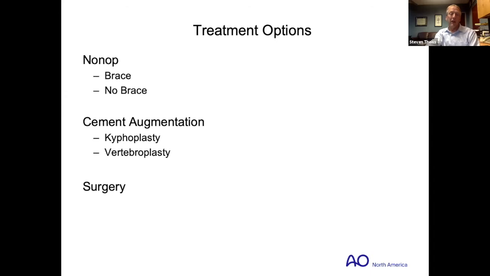So, but yeah, indeed, we did choose non-op treatment. No brace for this gentleman. He was up ambulating and at least initially seemed to be doing well.